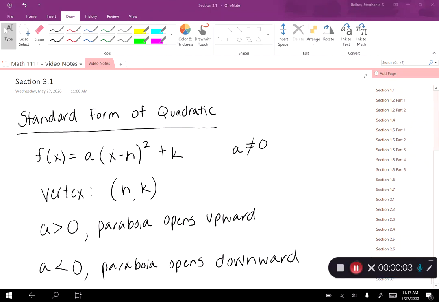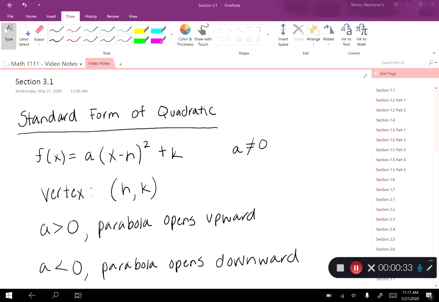In section 3.1, we will be discussing quadratic functions. Let's begin with the standard form of a quadratic. That will look like f of x equals a times (x minus h) squared plus k, where a cannot be 0. The vertex of the parabola is going to be (h, k). In other words, flip the sign, keep the sign.